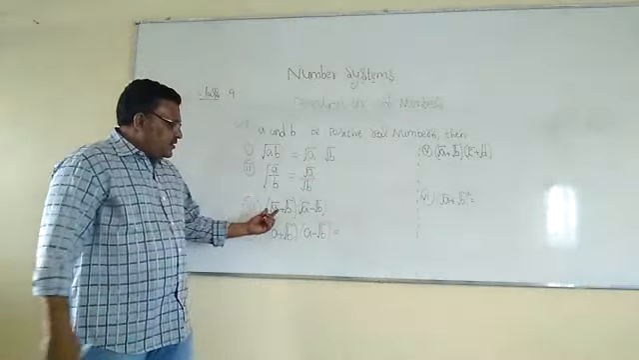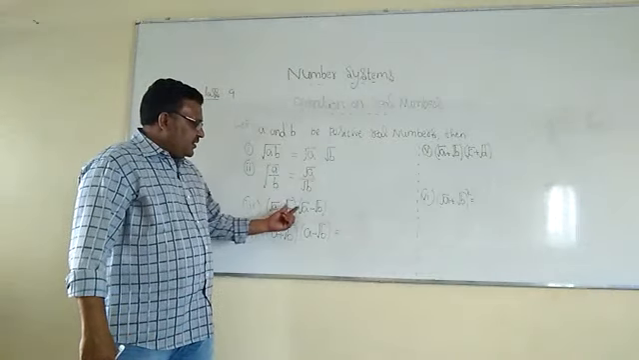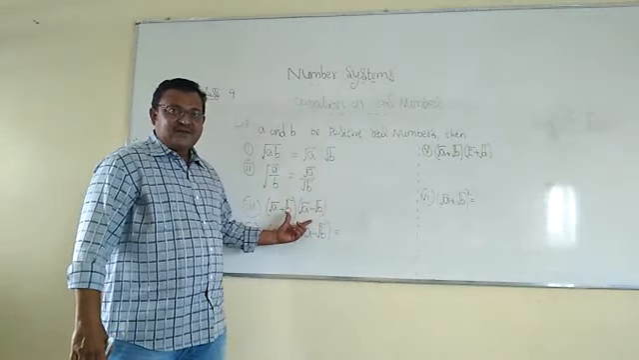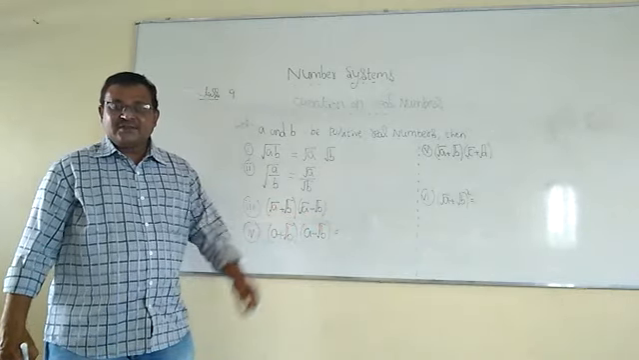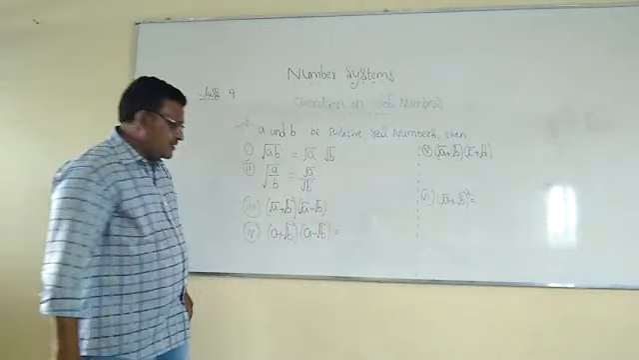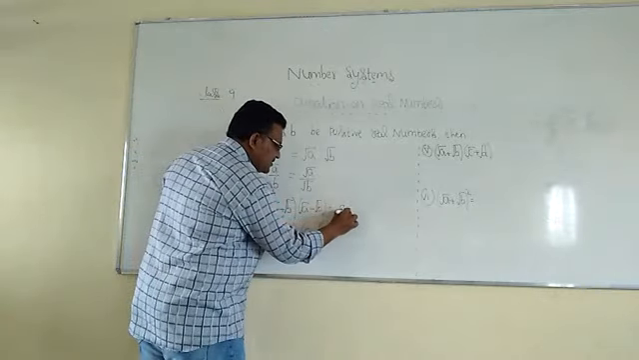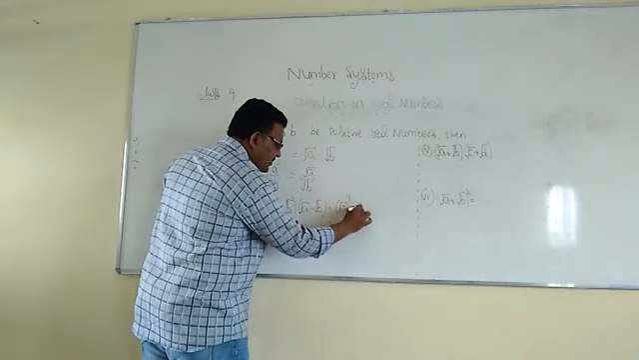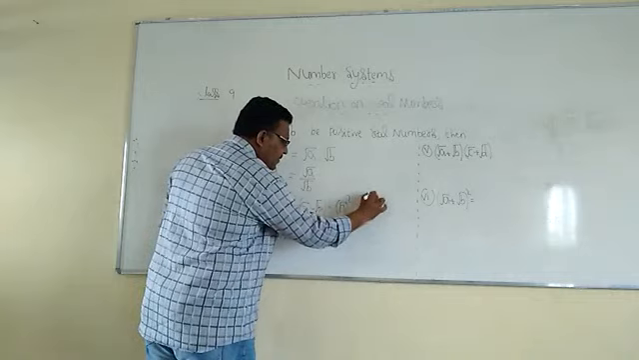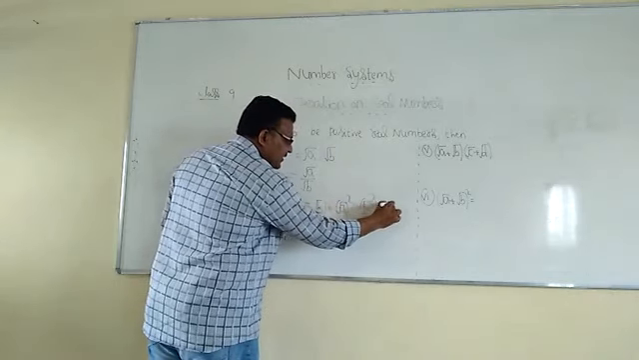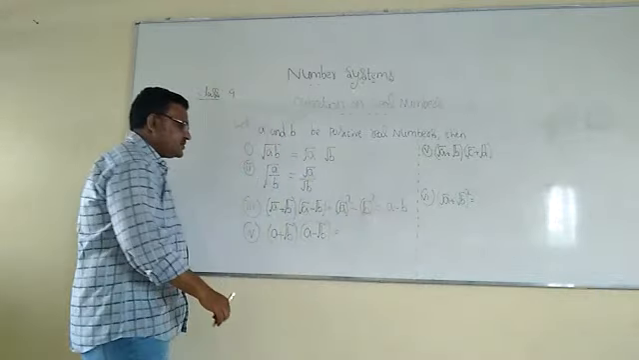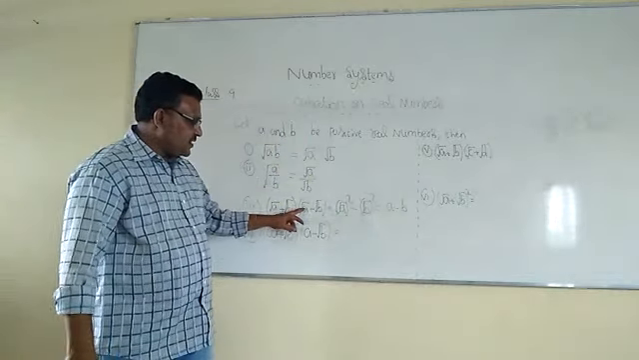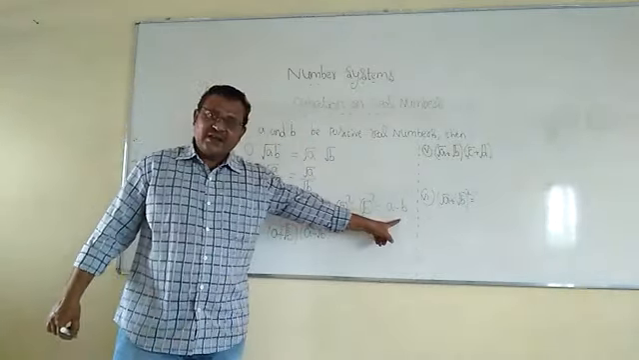Here observe, root a plus root b into root a minus root b. It is in the form of a plus b into a minus b. A plus b into a minus b, we know it is a square minus b square. That means square root a whole square minus square root b whole square. Square and root will get cancelled. What will we get here? A minus b. So root a plus root b into root a minus root b is equal to a minus b.